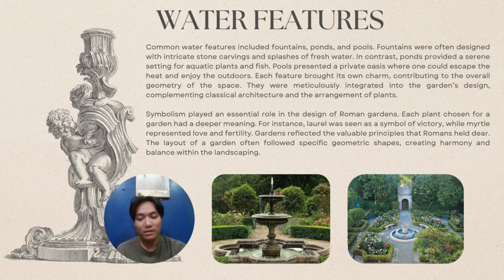Now we go to the next slide, which is the water feature. The water feature was very important in a Roman garden. Its common features include fountains, ponds, and pools. This not only made the garden beautiful but also showed Roman engineering skill. Water also had meaning. For example, water symbolizes victory and military symbolizes love.